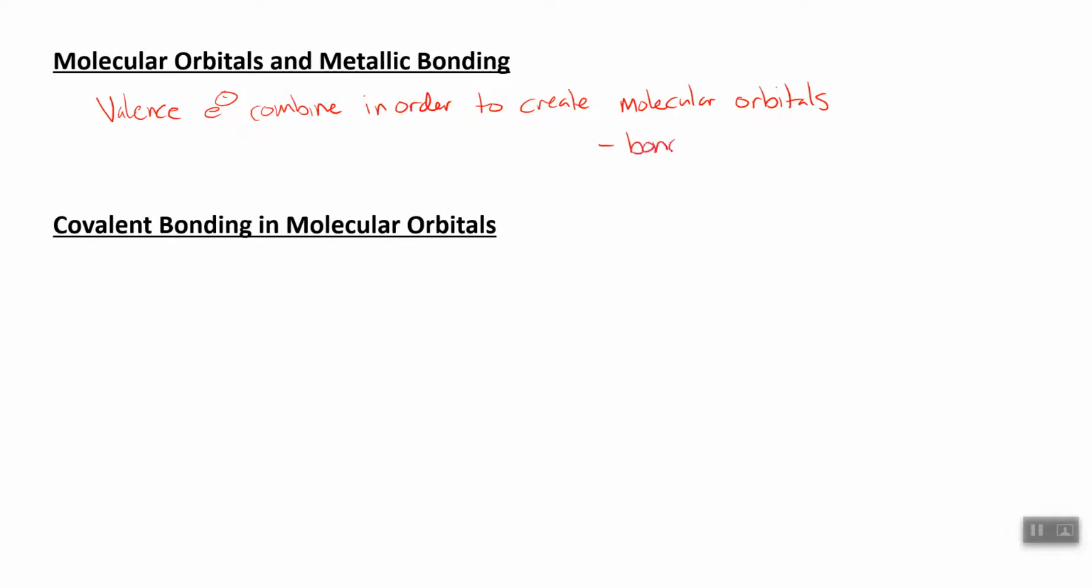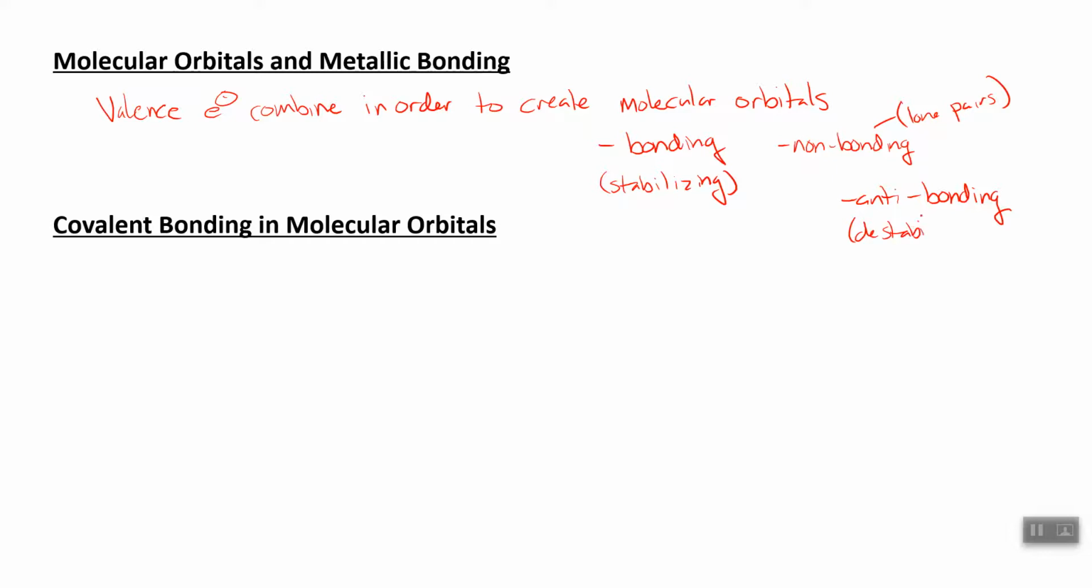They can be bonding, they can be non-bonding, or they can be anti-bonding. And what these things mean: bonding orbitals are generally going to be stabilizing. They're going to make the molecules more stable. Non-bonding orbitals are going to be things like lone pairs, so these are just the electrons in a molecule that don't get associated with bonds. And then anti-bonding orbitals are generally going to be destabilizing, right? So the more electrons we have in anti-bonding orbitals, the less stable our molecule is going to be.